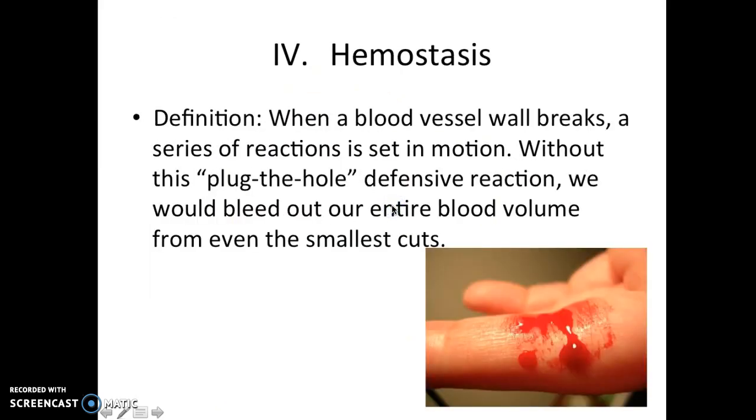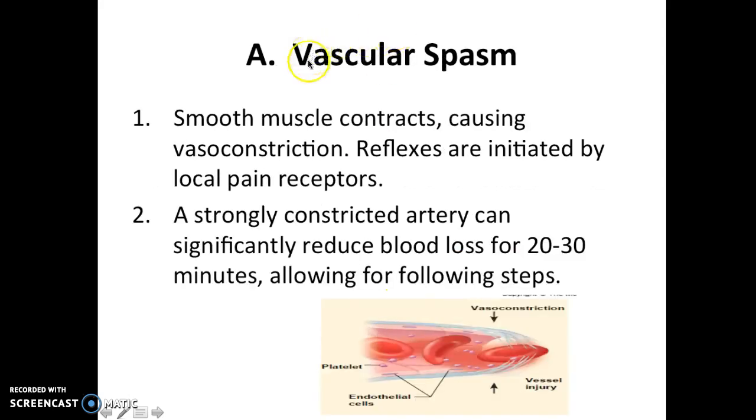Okay, so now we're going to get to hemostasis. When a blood vessel wall breaks, a series of reactions will be set in motion. Without this quote-unquote plug for the hole, a defensive reaction, you would bleed out. So this is what the steps will involve. Step 1 is called vascular spasm. The smooth muscle in the vessel wall will start to contract, causing vasoconstriction.